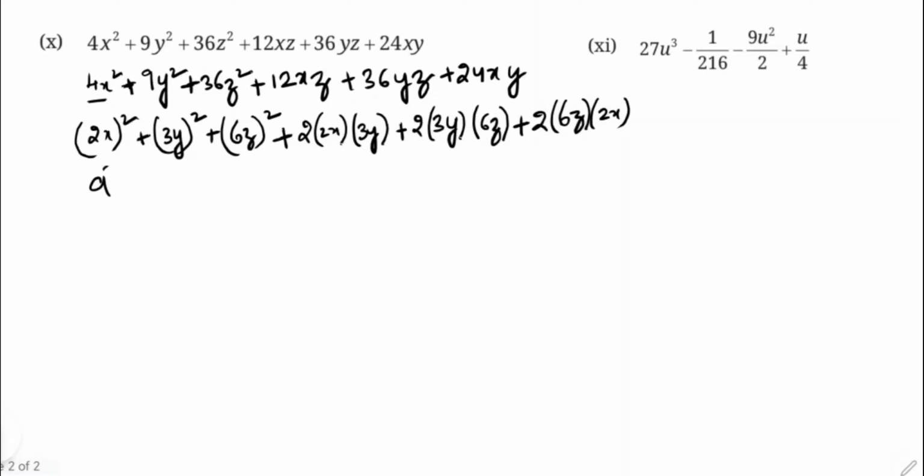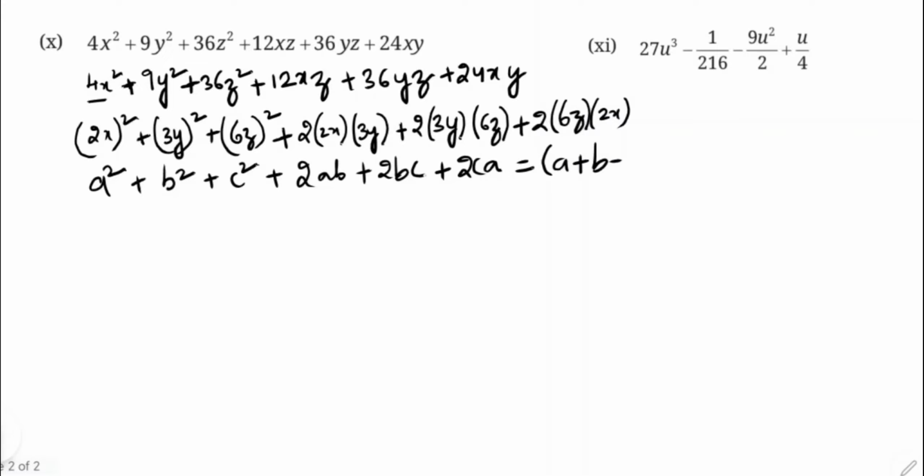So let us write down the formula: a square plus b square plus c square plus 2ab plus 2bc plus 2ca is equal to a plus b plus c whole square. Okay, so now we can directly substitute. What is the value of a? A is 2x plus b is 3y plus c is 6z whole square.